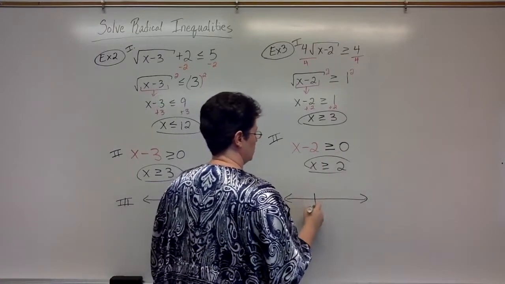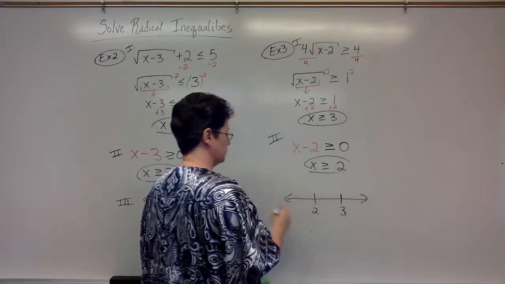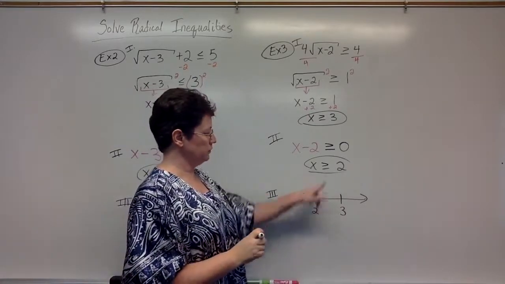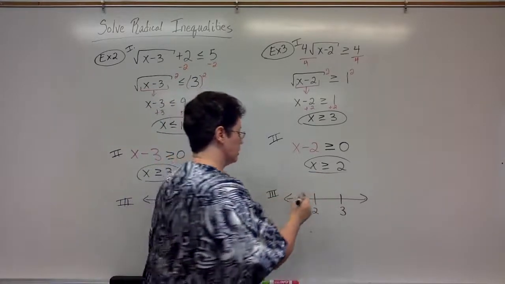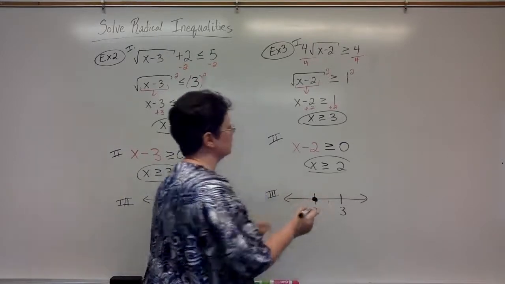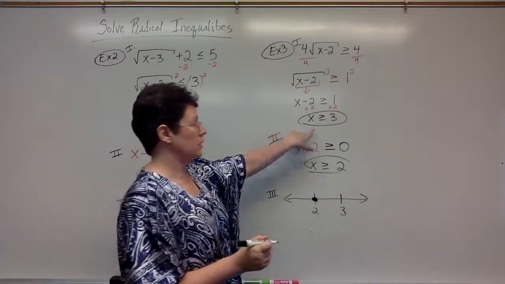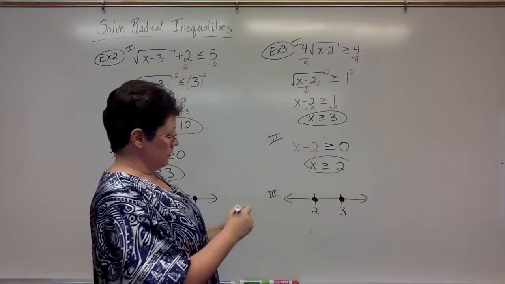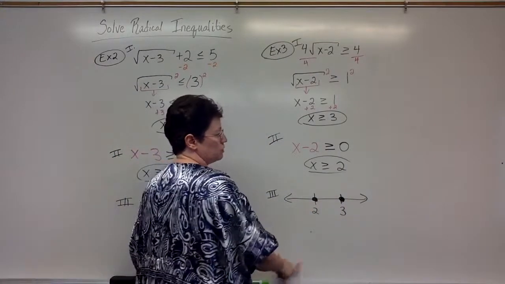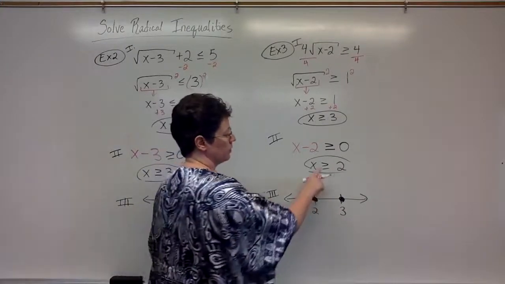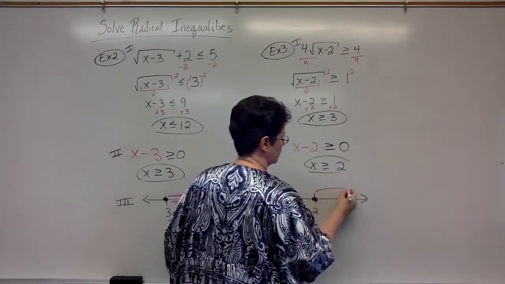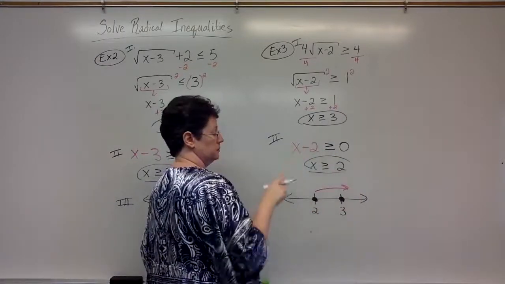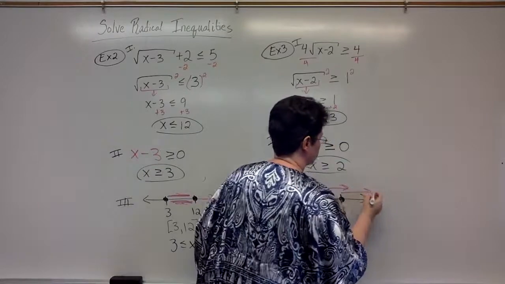I have a 2, I have a 3. What kind of dot does the 2 get? The 2 gets a closed dot. What kind of dot does 3 get? Yep, it's got the line underneath, it gets a closed dot. Now, from the 2, which way do we shade? The arrow points to the right, so I'm shading to the right. From the 3, which way do I shade? Oh, also to the right.